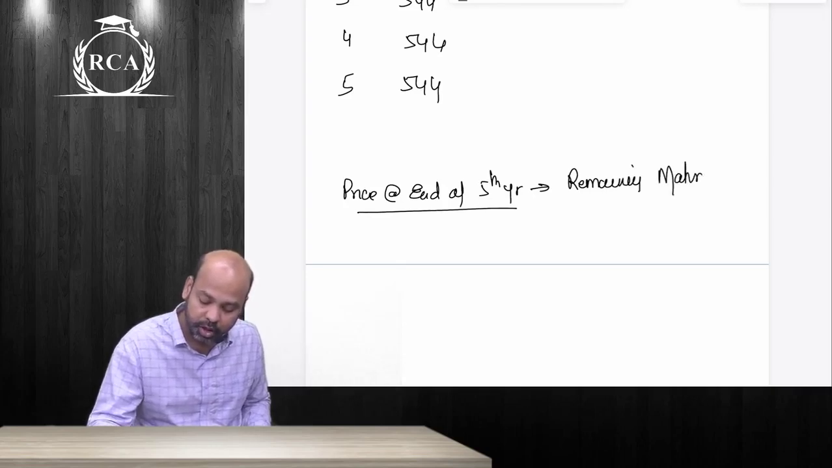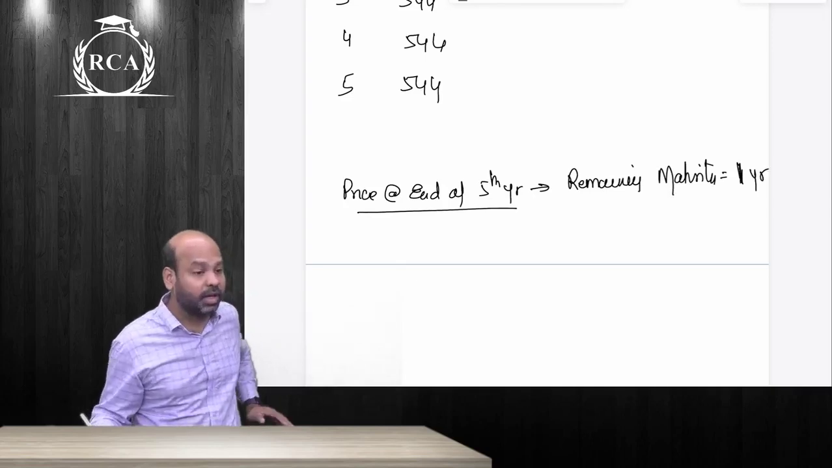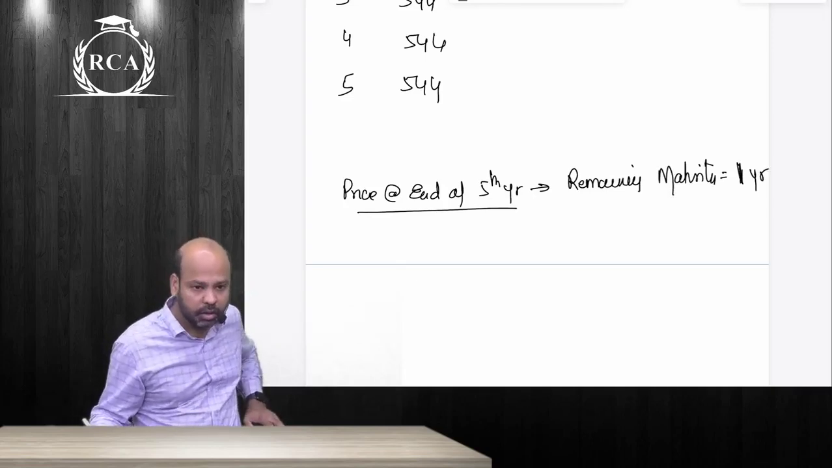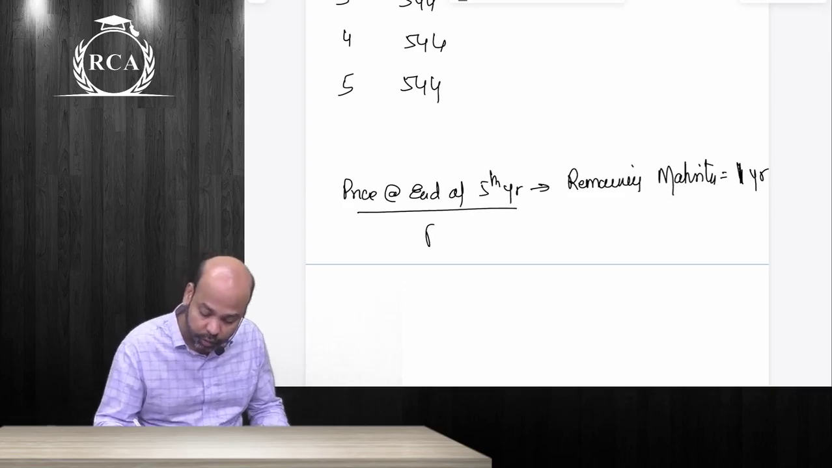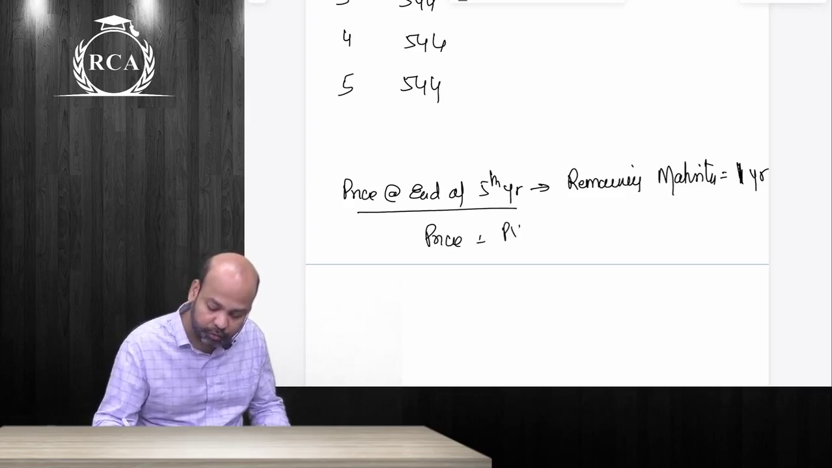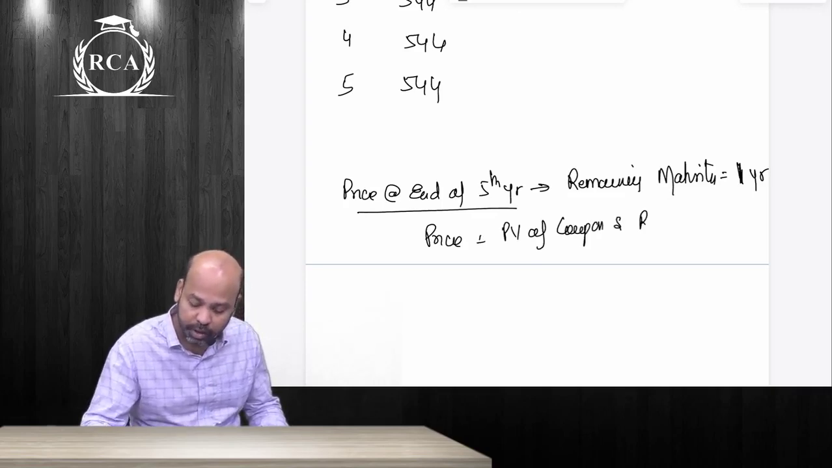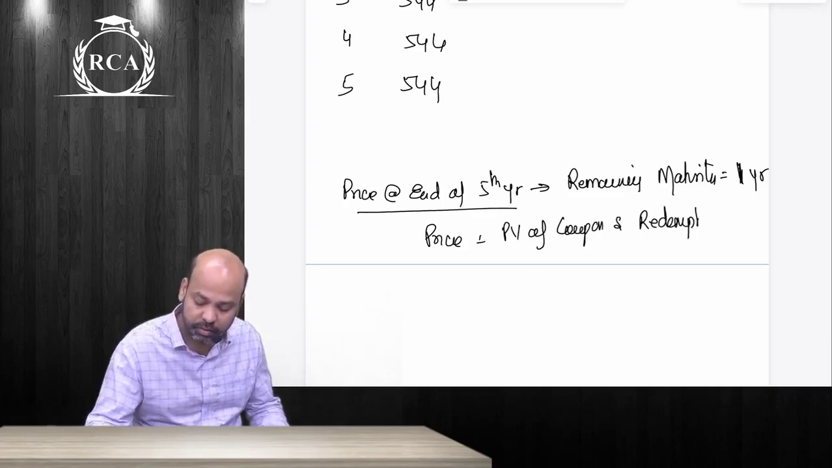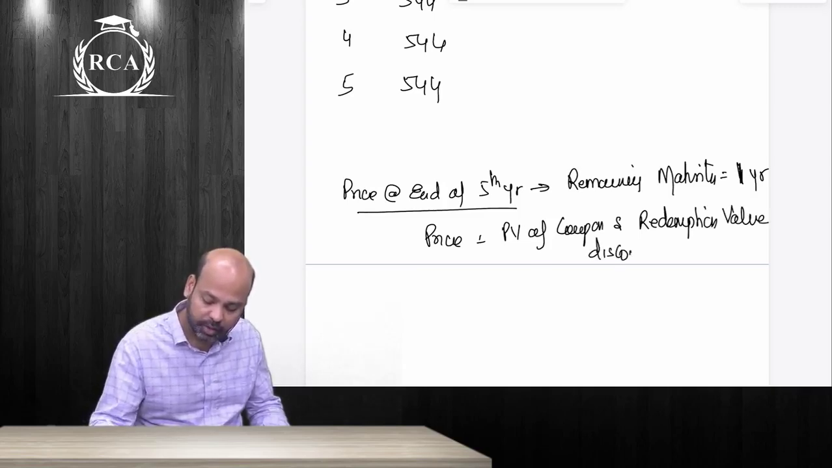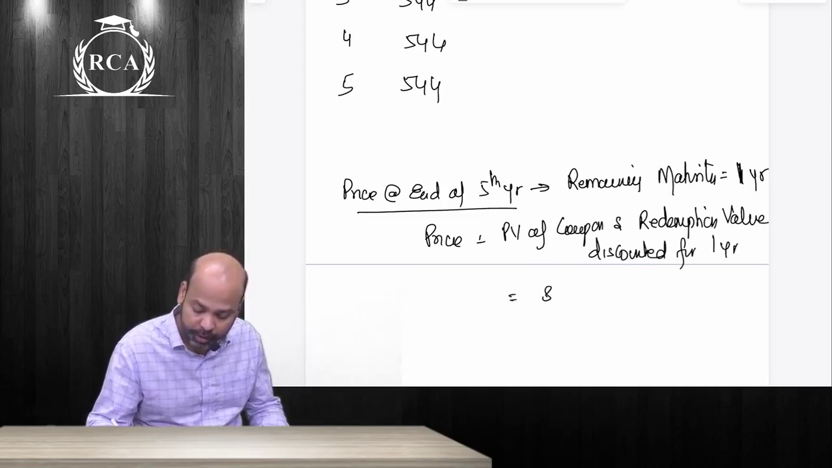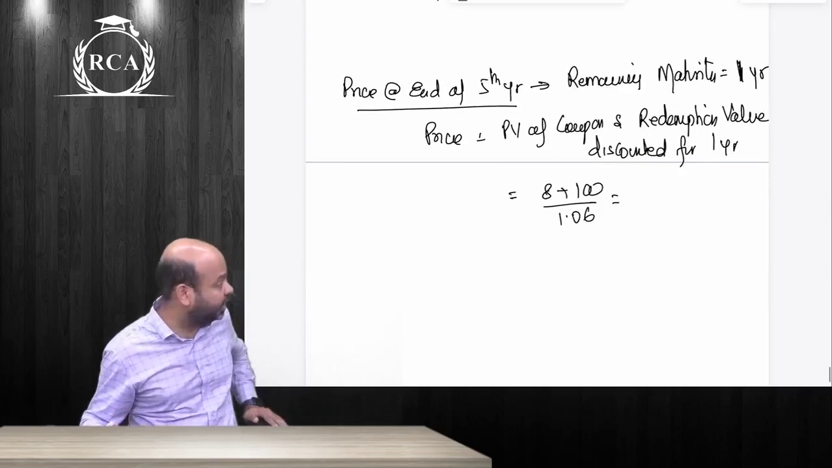Remaining maturity, beta, is 1 year. Shouldn't I discount cash flows based on that remaining maturity of 1 year? Yes or no, guys? Won't the price be present value of coupon and redemption value for 1 year? Discounted for how many years? Discounted for 1 year. Is this understood or not? You will get 8 rupees, you will get 100 rupees, discount that at 6%, beta. How much will be the price at the end of 5th year?